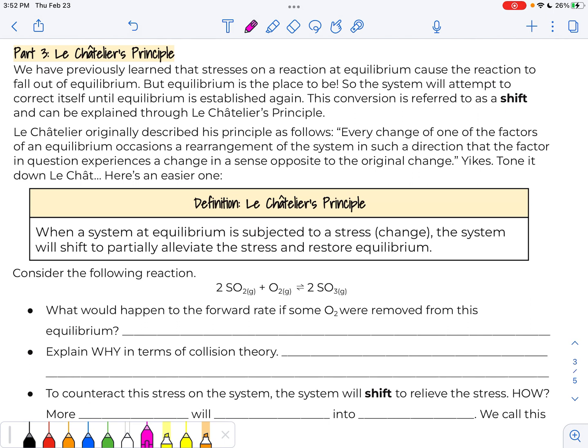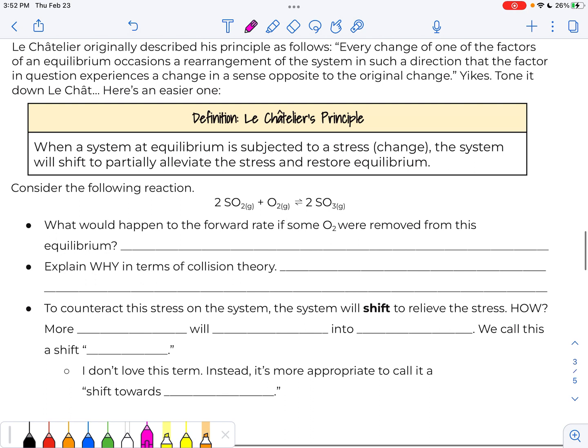So think about this reaction right here. 2SO2 plus O2 yields 2SO3, and then this reaction is at equilibrium. So think about what would happen to the forward rate, so producing your products, going from your reactants to your products, if we were to take out some of the oxygen from this equilibrium. What do you think would happen to the forward rate?